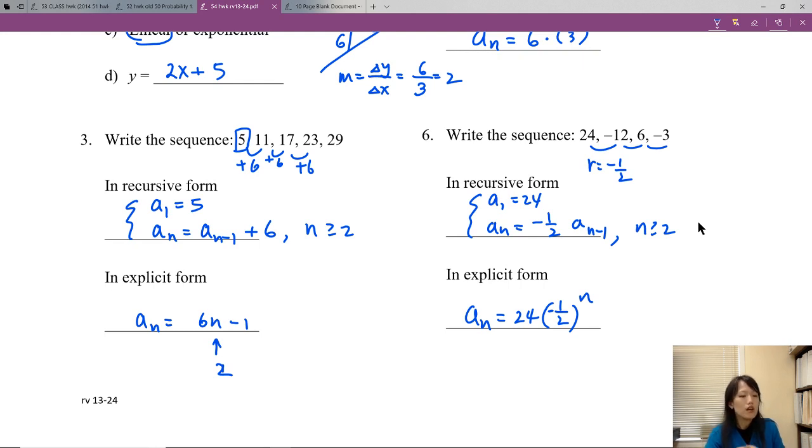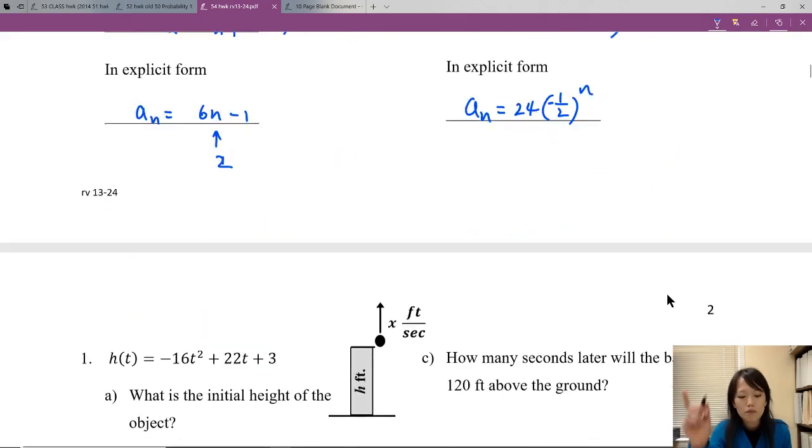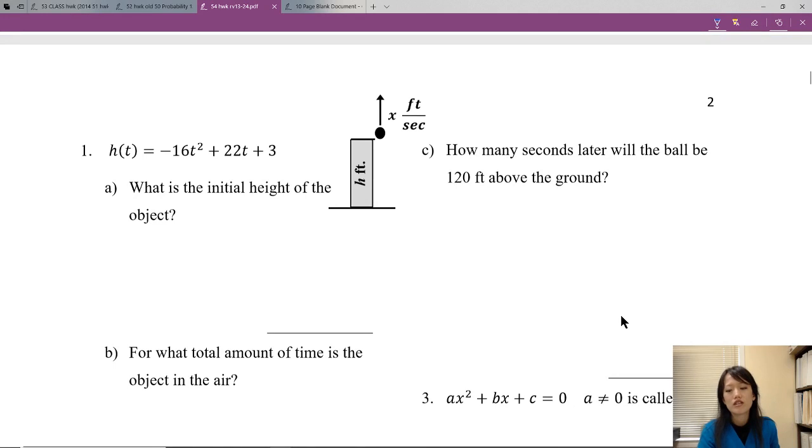Okay, next one, page 2. On the second page, we're doing the projectile problem. The one where you move it up in the air, you have to solve it. We need to do this one.